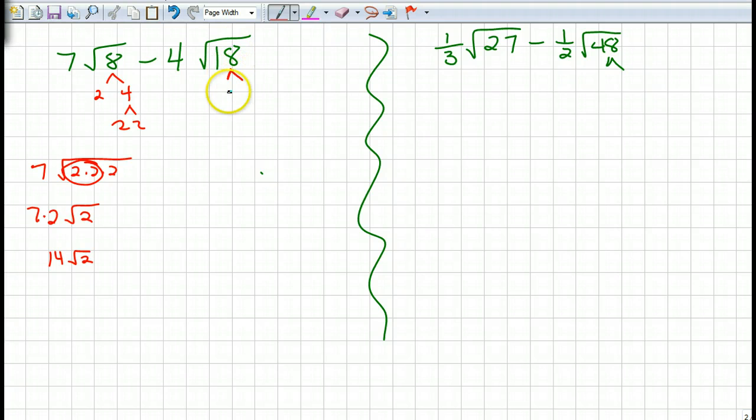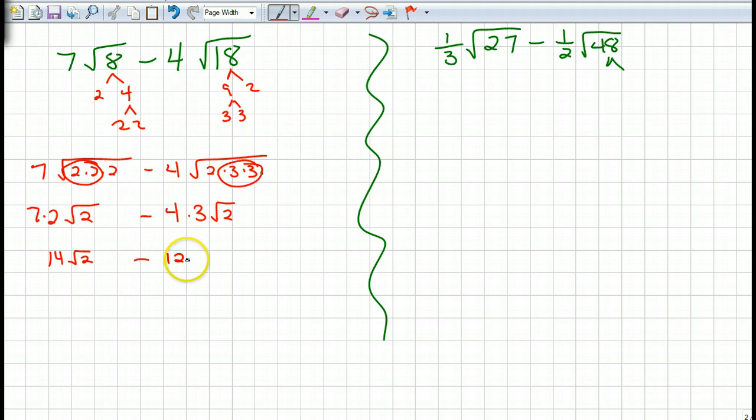Do the same thing for the 18. I have 9 and 2, 3 and 3. So this is like saying 4 square root of 2 times 3 times 3. I have a pair of 3's, so I'm going to take one of those on the outside. I have now 4 times 3 square root of 2. And this is going to be 12 square root of 2. Fortunately for us, they have the same type of square root, so I can actually subtract it. And then my final answer on this is 2 square root of 2.